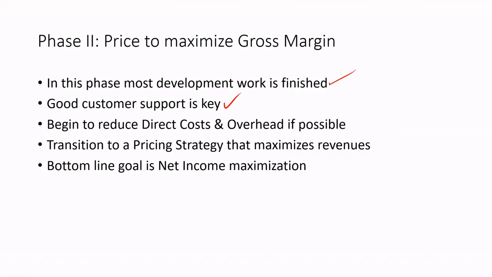And so as we begin to reduce direct costs and overhead, we may also transition to a pricing strategy that continues to maximize revenues, even though the number of users is pretty stagnant. And the whole goal of this cost containment and pricing strategy that maximizes revenues is to make sure that we maximize the bottom line, net income.